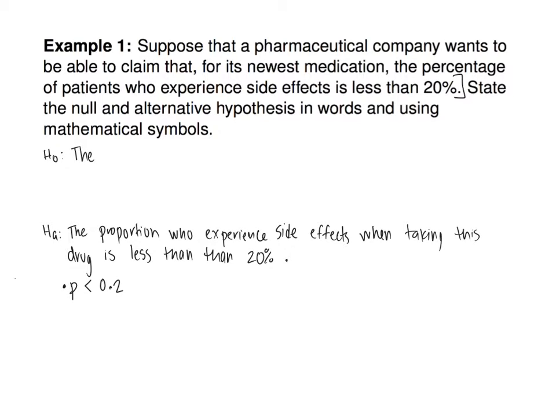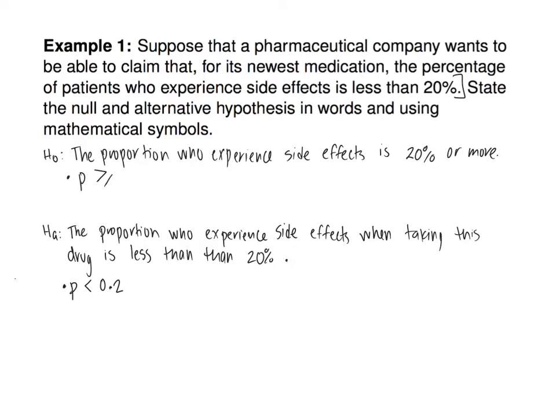And H naught would be that the proportion who experience side effects is what? It's greater than 20%. Or 20% exactly, right? So 20% or more. So that'd be p is bigger than or equal to 0.2. The H naught always gets the equal to. Proportion who do not experience side effects. Portion who, yes. Thank you.